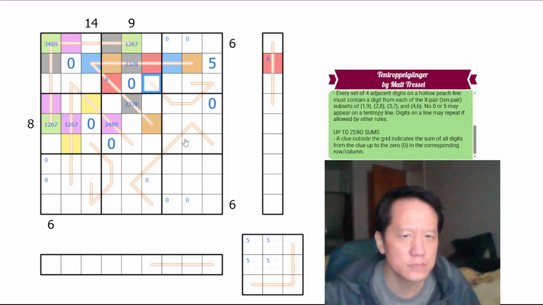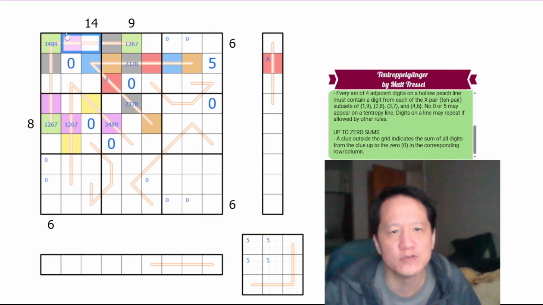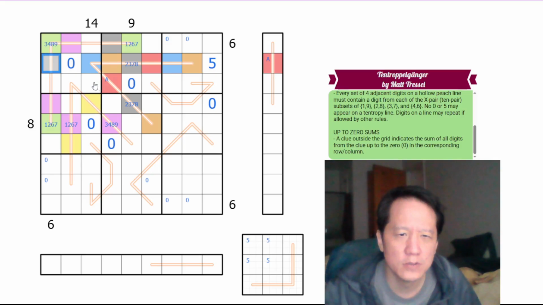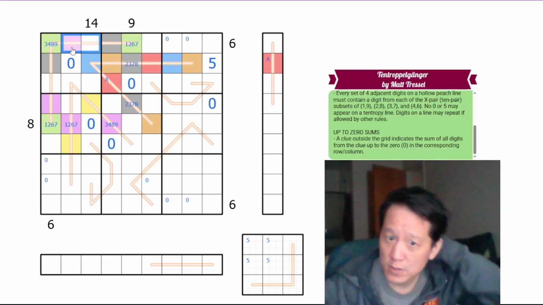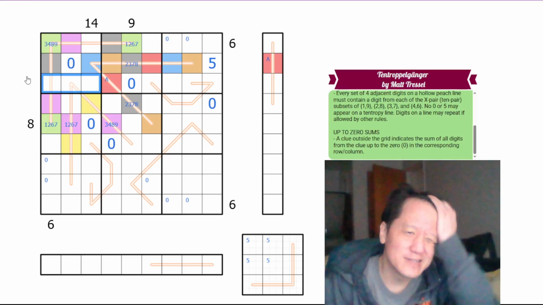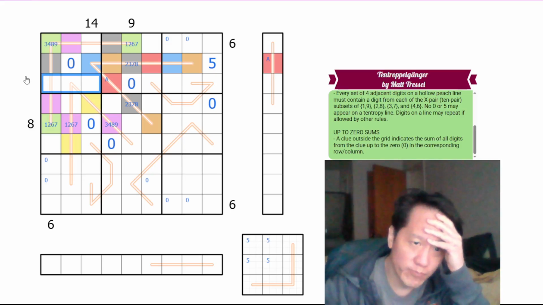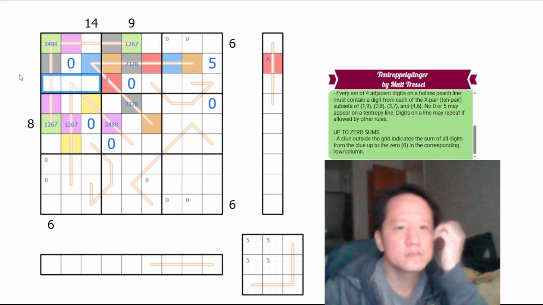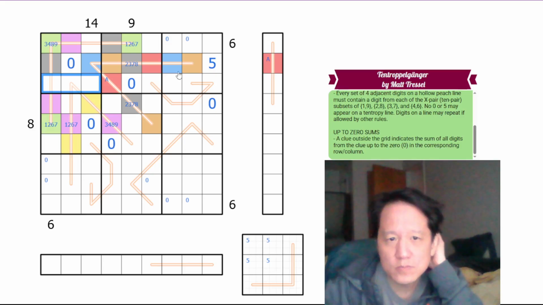We know green and gray are not part of red, so red has to be one of these two here. This is not red. That means... Right. So one of these two is red here. Oh, we don't have necessarily a red there. Red cannot be here because then this would be 2 of the same set. So this is not red.